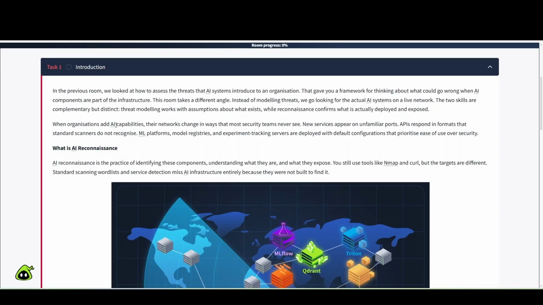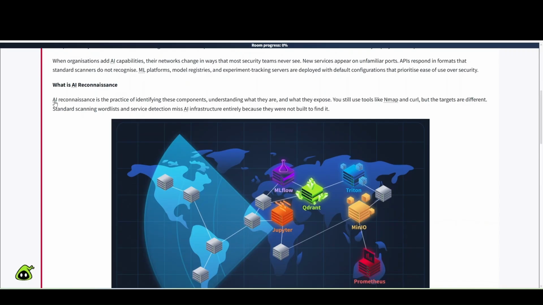When organizations add AI capabilities, their networks change in ways that most security teams never see. New services appear on unfamiliar ports. APIs respond in formats that standard scanners do not recognize. ML platforms, model registries, and experiment tracking servers are deployed with default configurations that prioritize ease of use over security. What is AI reconnaissance? AI reconnaissance is the practice of identifying these components, understanding what they are and what they expose. You still use tools like Nmap and curl, but the targets are different. Standard scanning word lists and service detection miss AI infrastructure entirely because they were not built to find it.